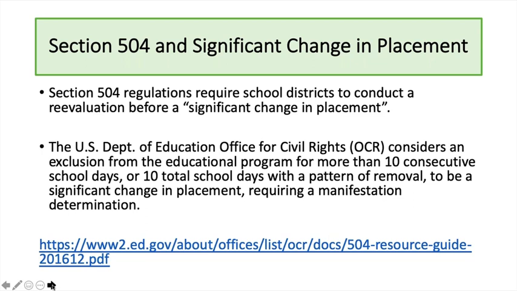Well, one example of where you would need to have a reevaluation is before there is a significant change in placement. And the U.S. Department of Education's Office for Civil Rights, OCR, considers an exclusion from the educational program for more than 10 consecutive school days or 10 total school days with a pattern of removal to be a significant change in placement requiring a manifestation determination.